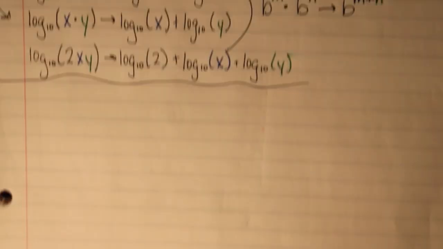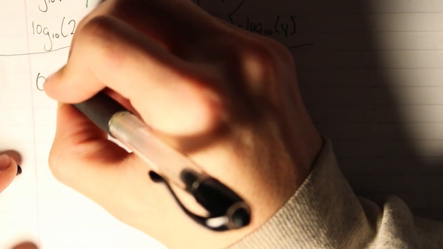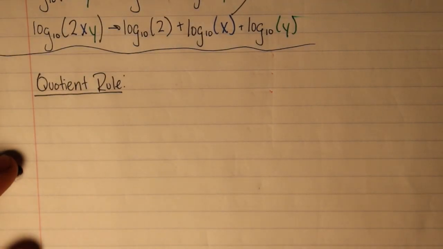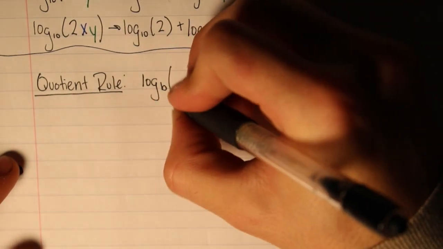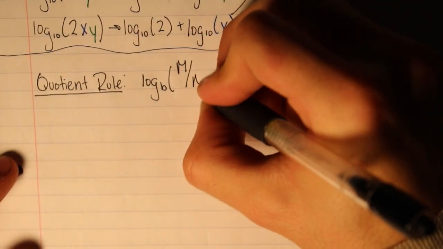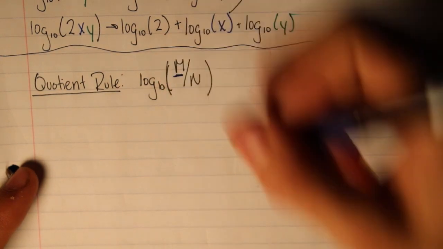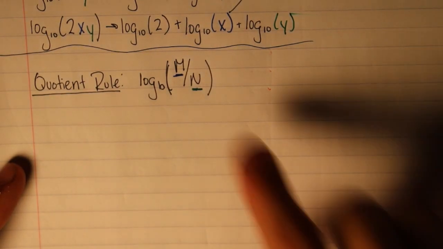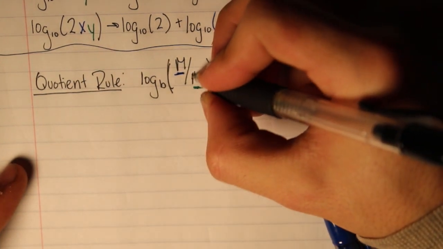Let's look at the quotient. All right, the quotient rule. With the quotient rule, let me make sure you guys can read this. All right, with the quotient rule, all we're looking at is when we have log base b of m divided by n. I forgot to do this in different colors, so I'll just underline in blue, underline in green. That's an n. This is an m. All right, let me make this a little clearer for you. This is an n.